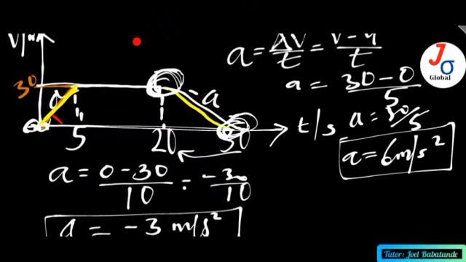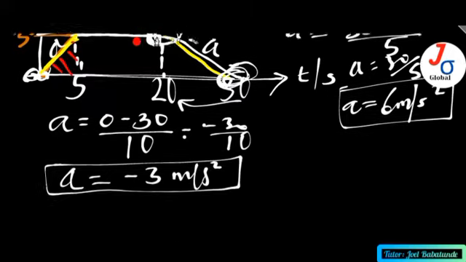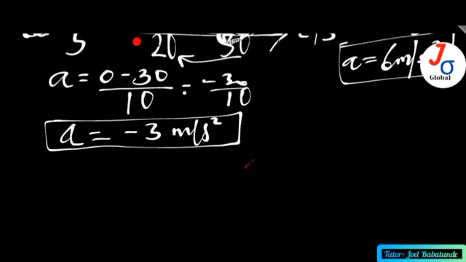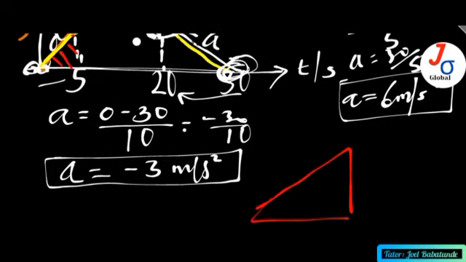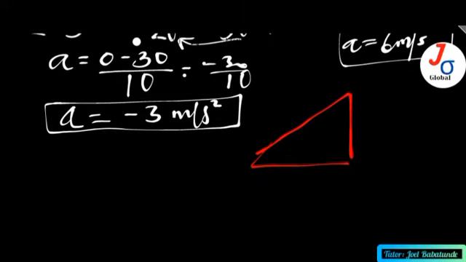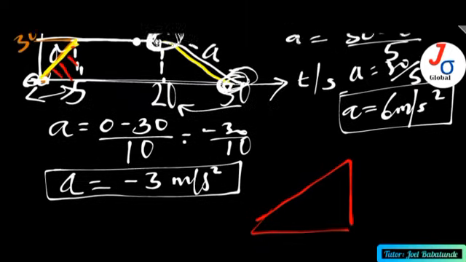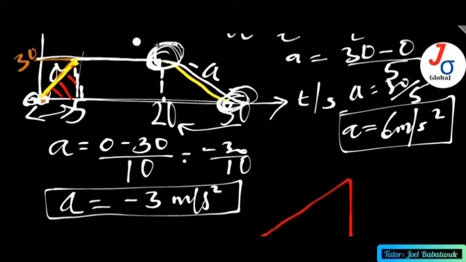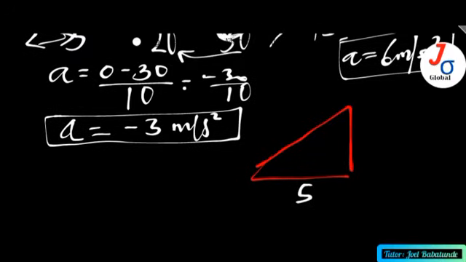You have to find the area. So what's the area here? It's a triangle, right? So we have a triangle. Okay, good. And in that triangle, what's the distance here to here? It's 5. And then the height here is what? That's 30. So can we find the area under this curve?